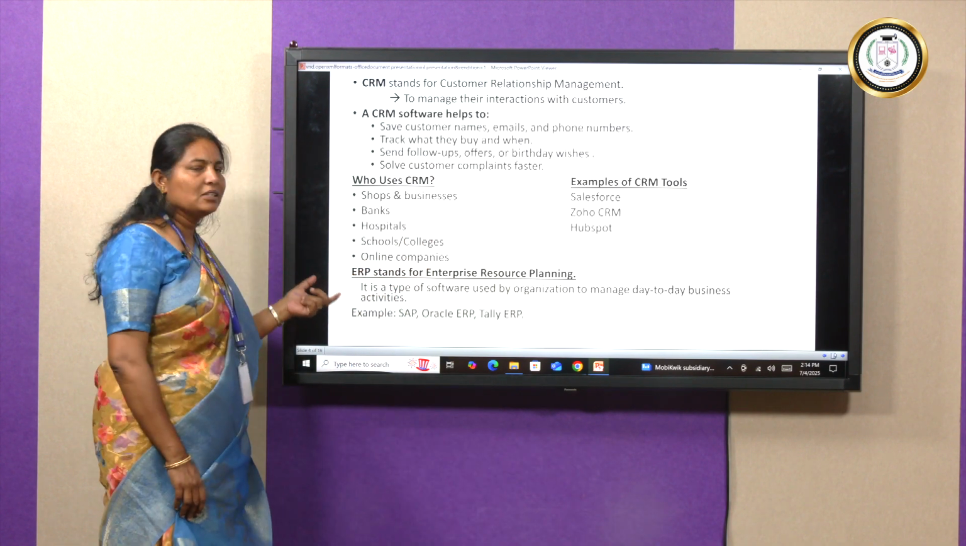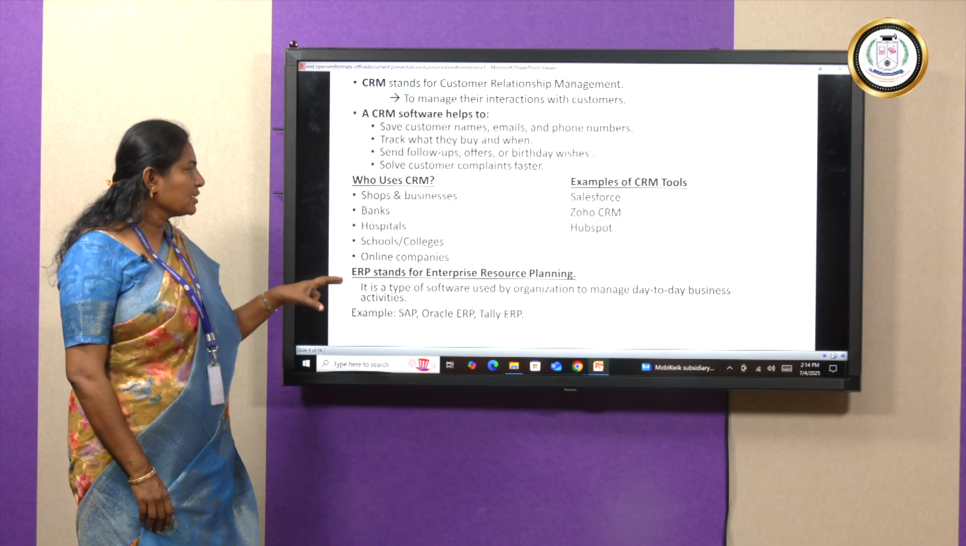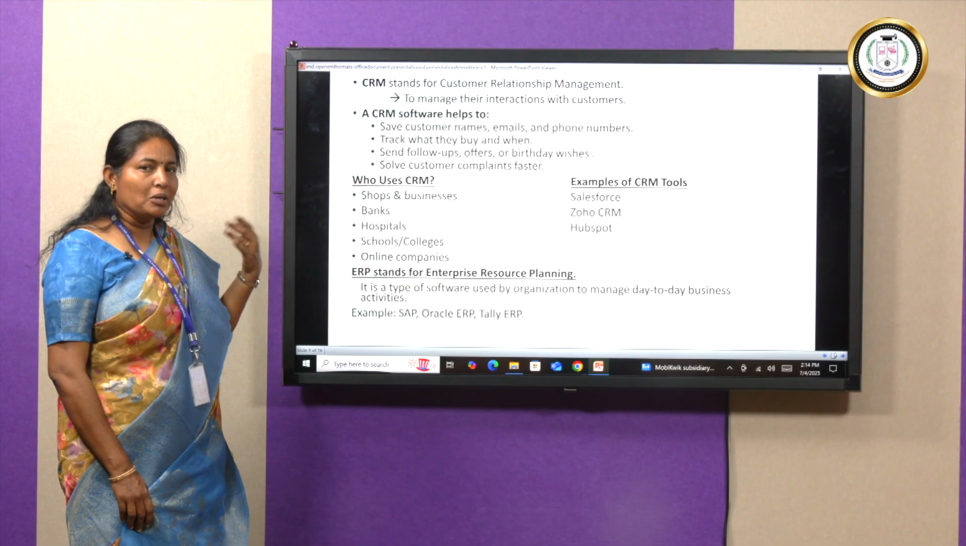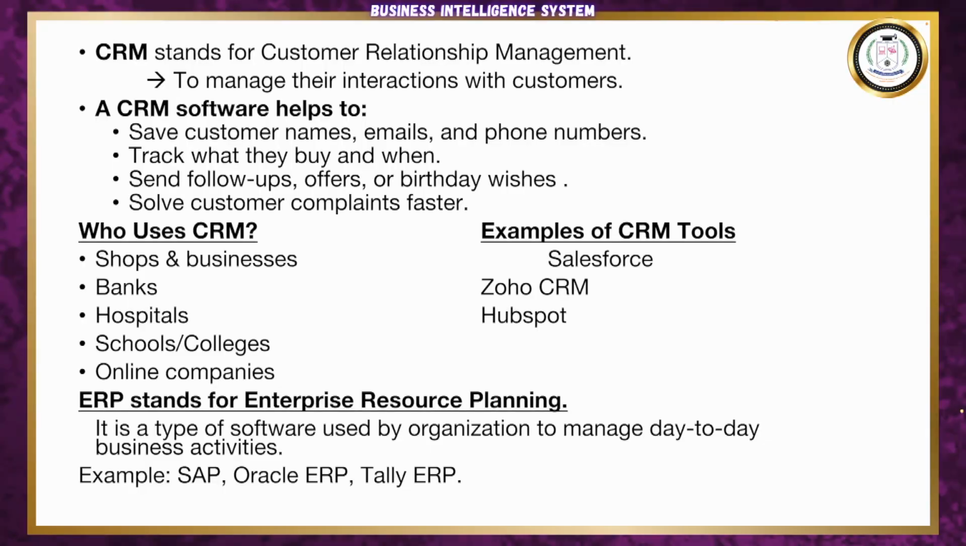Here the main database is ERP, that is Enterprise Resource Planning. This is software which is used to manage the day-to-day activities of an organization or company. Examples are SAP, Oracle ERP, and Tally ERP. These are all some famous ERP systems for business purposes.